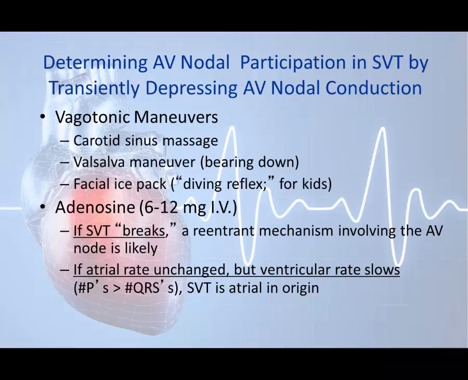Adenosine 6 to 12 milligrams IV. If SVT breaks, a reentry mechanism involving the AV node is likely. If atrial rate is unchanged but ventricular rate slows, SVT is of atrial origin. So if SVT breaks, it's likely AVNRT, usually with gradual onset. If atrial rate is unchanged but ventricular rate slows, it's likely atrial tachycardia. Treatment of underlying causes or approach to care for this rhythm is less symptomatic, so very rarely recurrent.